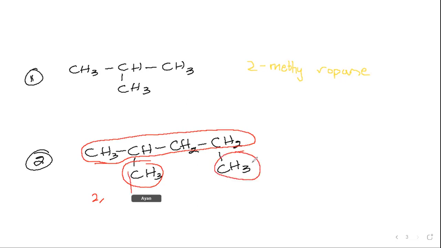Wait, so it would be this one. Okay, let me tell you, this is not the straight longest chain. Yeah, this one is the straight longest chain. So it turns out it only has one branch. This now seems easy to number. Go ahead, number it. Tell me the name. Okay, so 1.